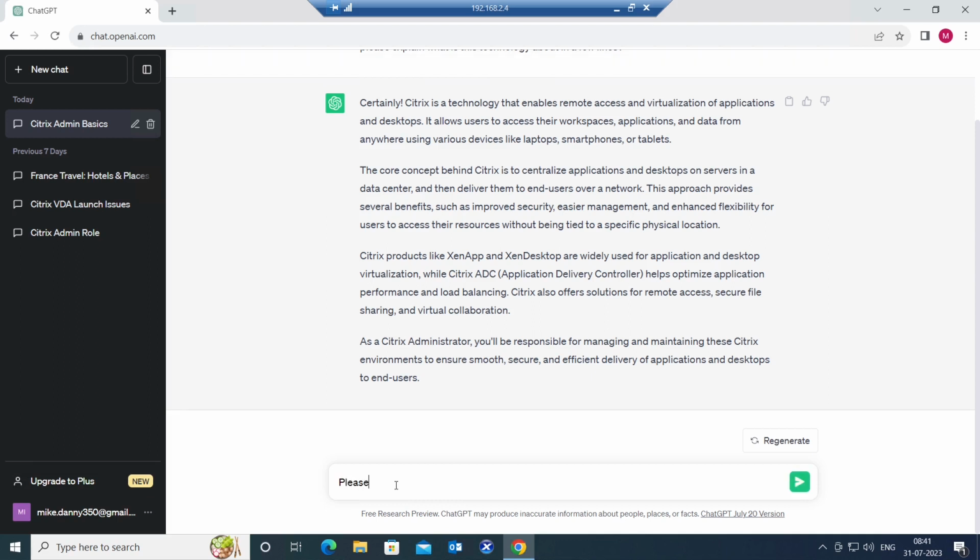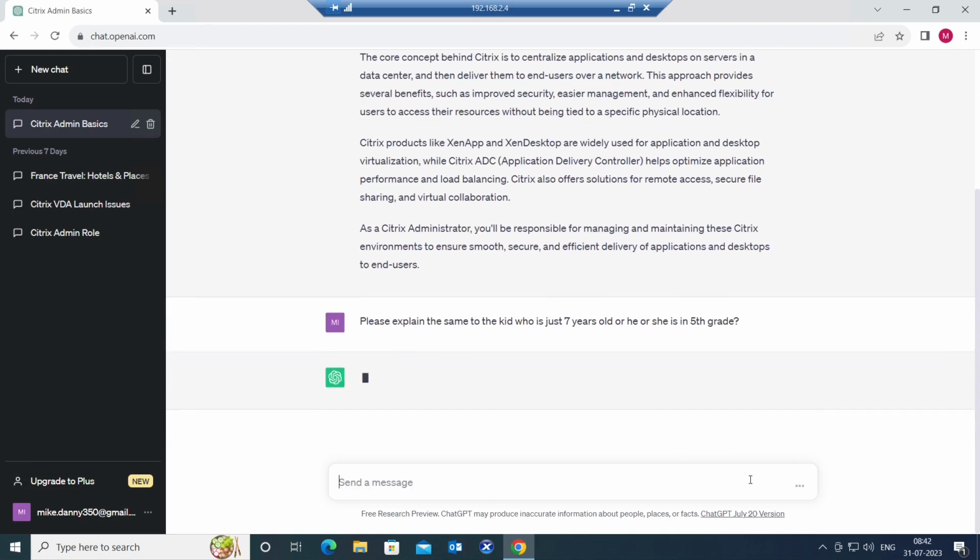Please explain the same to a kid who is just 7 years old, or he or she is in fifth grade. So what we are asking ChatGPT is, explain the same thing to a 5 year old kid or 7 year old kid who is in fifth grade or sixth grade. Now what happens is, ChatGPT is going to explain the same thing in a very easy and understandable manner. So I'm going to hit enter. Let's see how it goes.